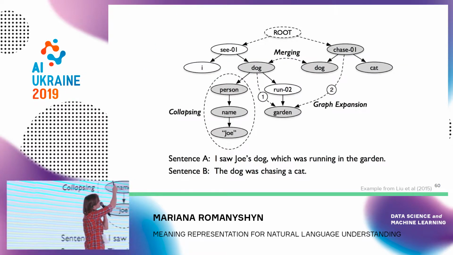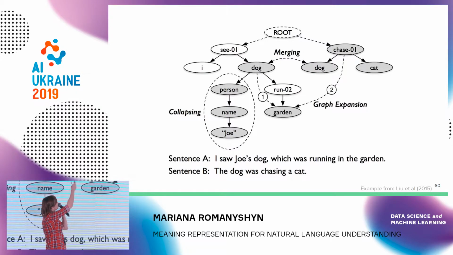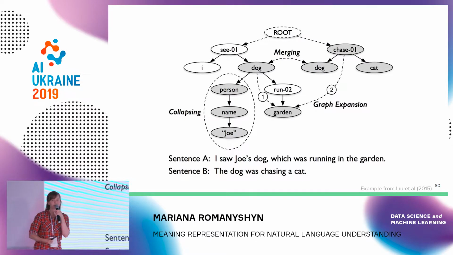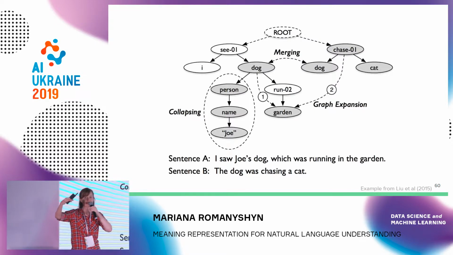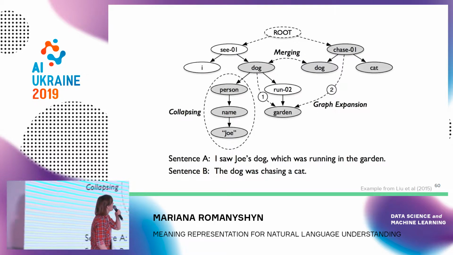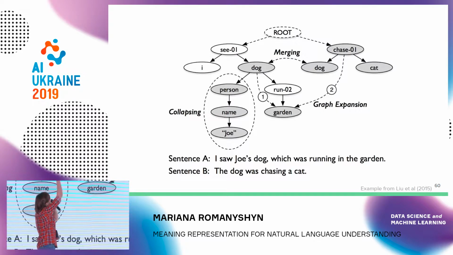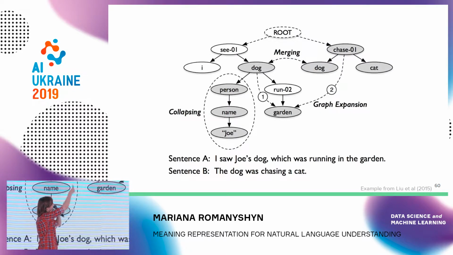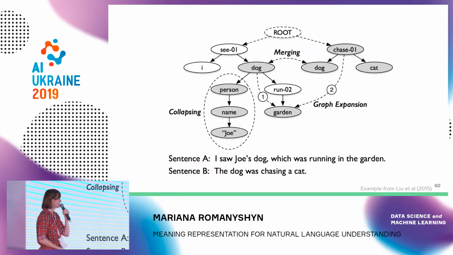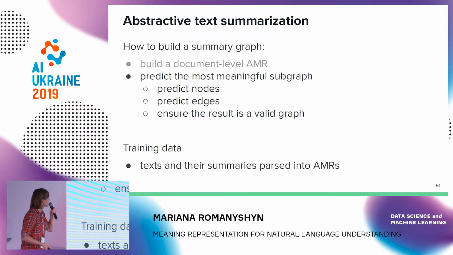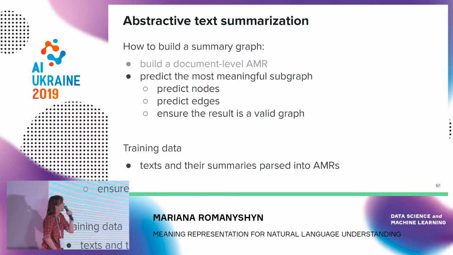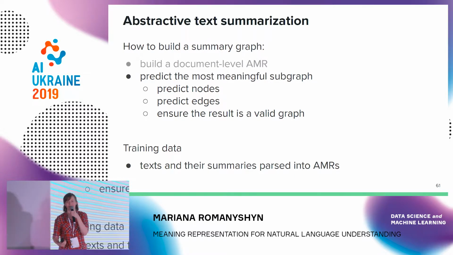So we find that in two sentences, the concept of the dog is the same, so we can merge these two nodes together. We can create an additional root node that will join all of the AMRs in the text, because they have to be connected, right? And then you can do some kind of graph expansion here, connecting nodes that are connected but not directly, just to expand the search for this summary graph in the end. And then when you're looking for the summary graph, you just predict important nodes, predict important edges, and ensure the result is a valid graph.